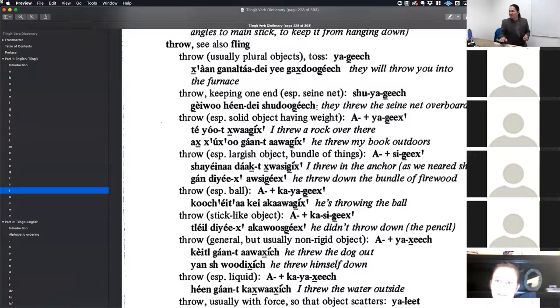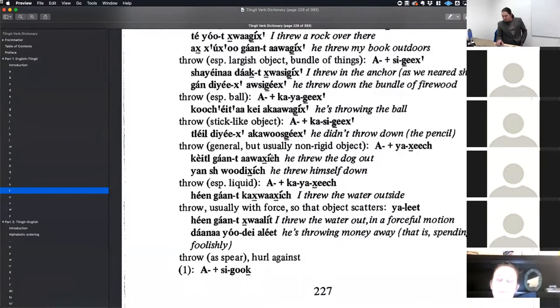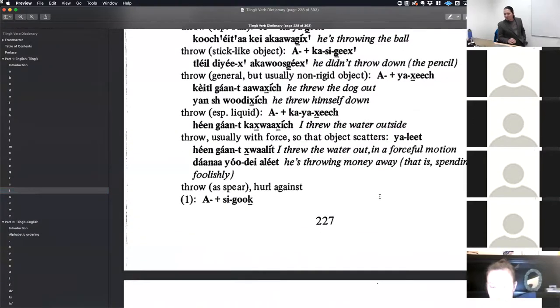Okay. Then you could throw something while holding on to one of the ends, so throwing a net, right? You could throw a rock, like just a general object. You could throw a large bundle of things, a ball. You could throw a stick. You could throw a living being, like this is how you would throw the dog out after it bit you. You could throw liquid. Or like for a toddler or something, or it could be an adult, throw themselves on the ground, right?